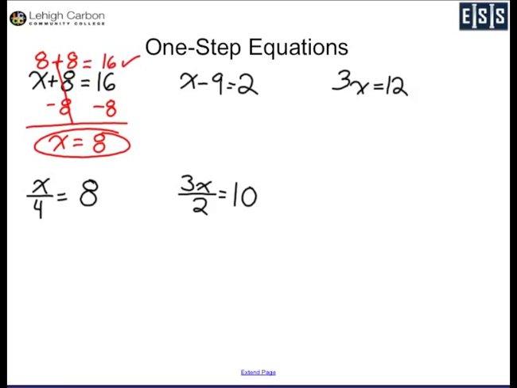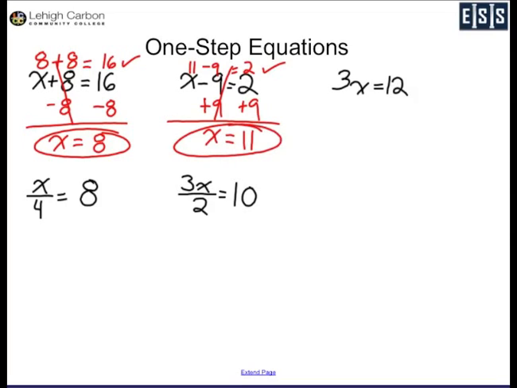Our second example is x minus 9 equals 2. This time I'm subtracting 9. To undo subtracting 9, I'm going to add 9 to both sides of my equation. That is, once on each side of the equal sign. Negative 9 plus 9, those cancel. I get x equals 11. 11 minus 9 equals 2. That is true. So that is my answer.